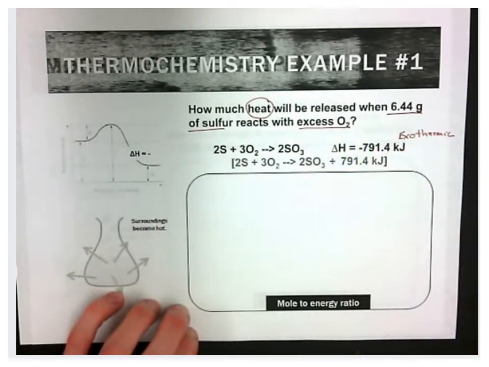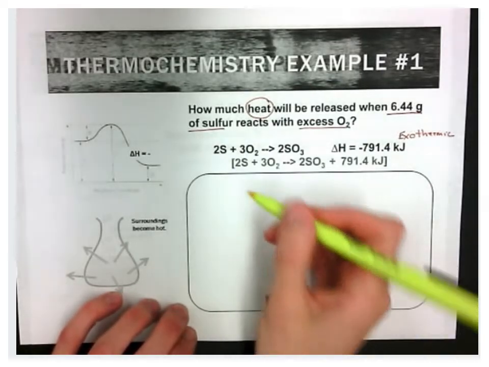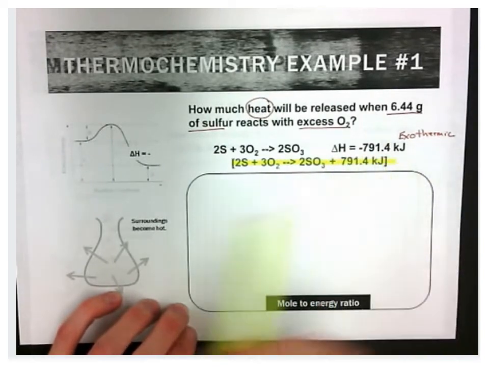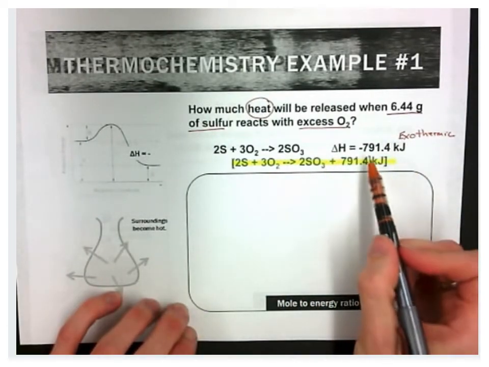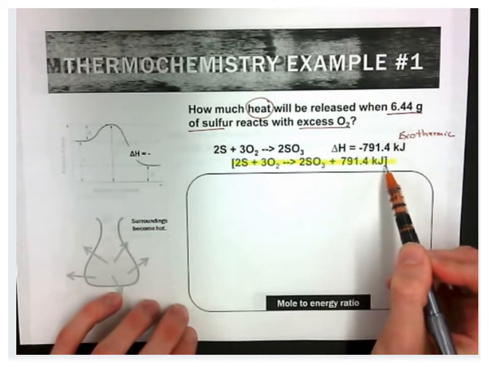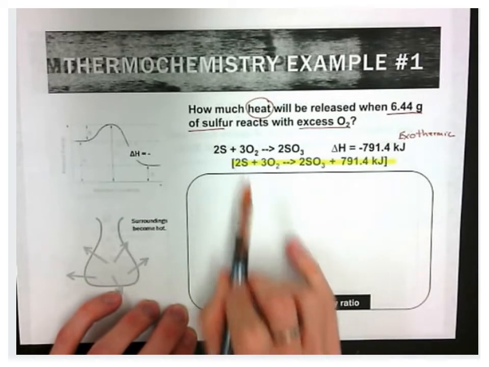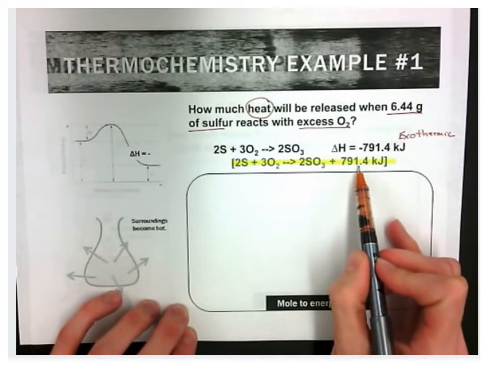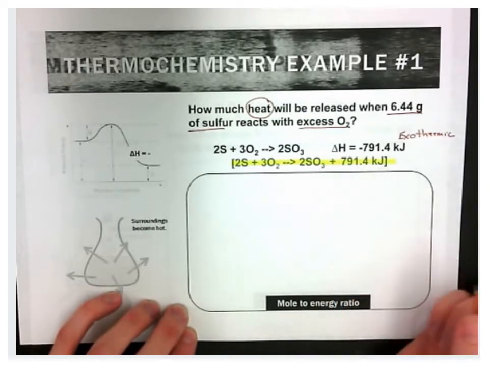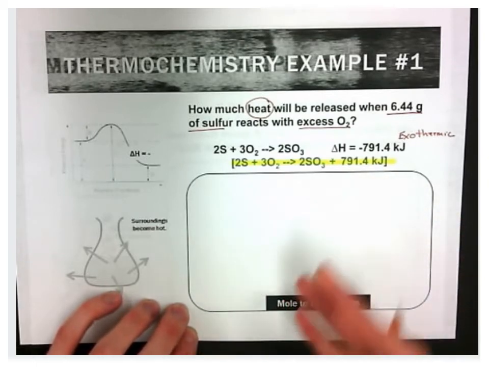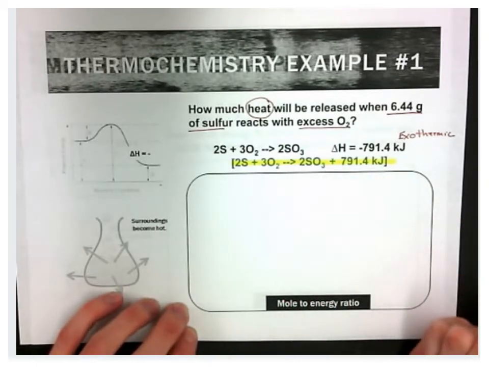This is a synonymous equation. Instead of writing it as the delta H on the side here, now I'm saying, because I know that heat is produced, I can say that heat is a product. So that for every 2 moles of sulfur reacted, 791.4 kilojoules of energy are released. It's just part of the equation. So now I can make a ratio from it.